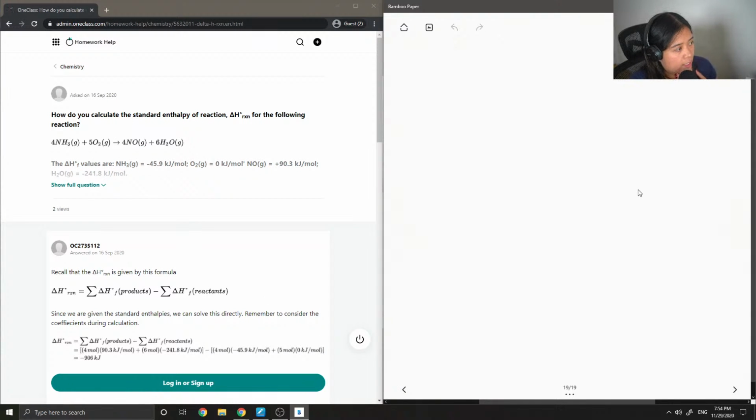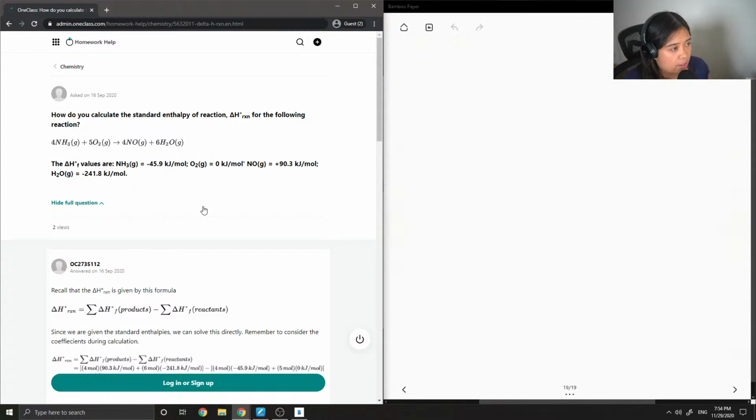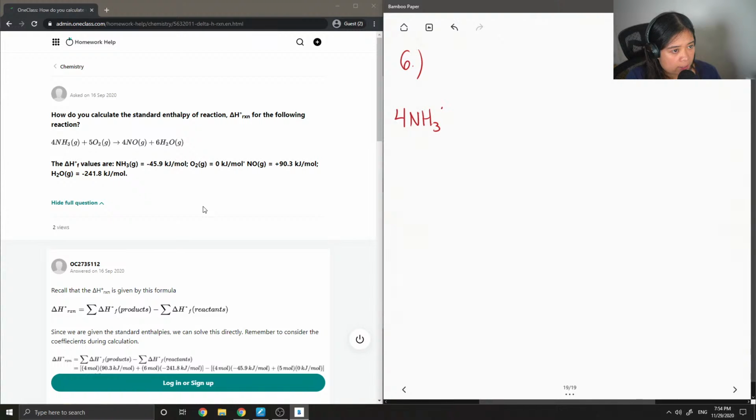Question 6 asks, how do you calculate the standard enthalpy of reaction, delta H, for the following reaction? Okay, let's write down the balanced reaction. 4 NH3 gas plus 5 oxygen molecules makes 4 NO plus 6 H2O.